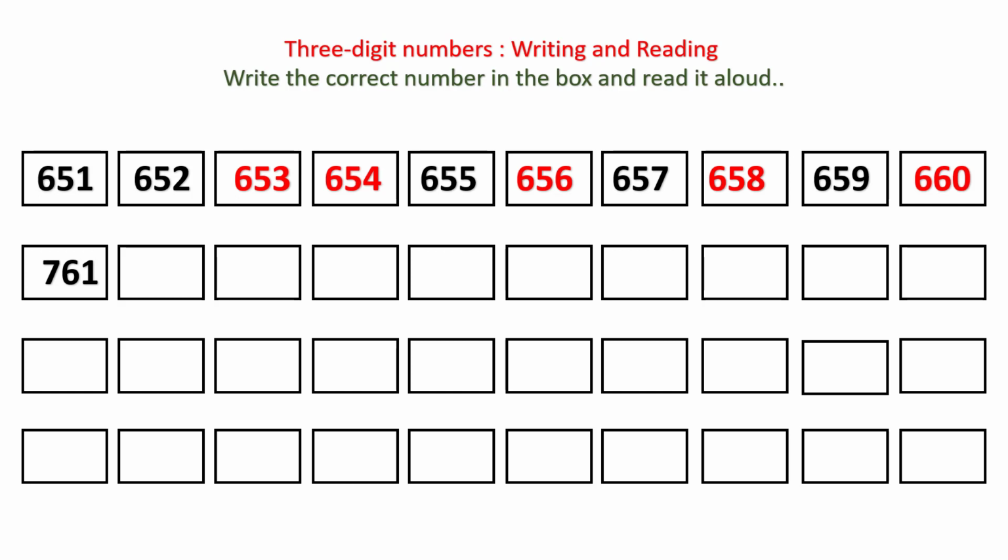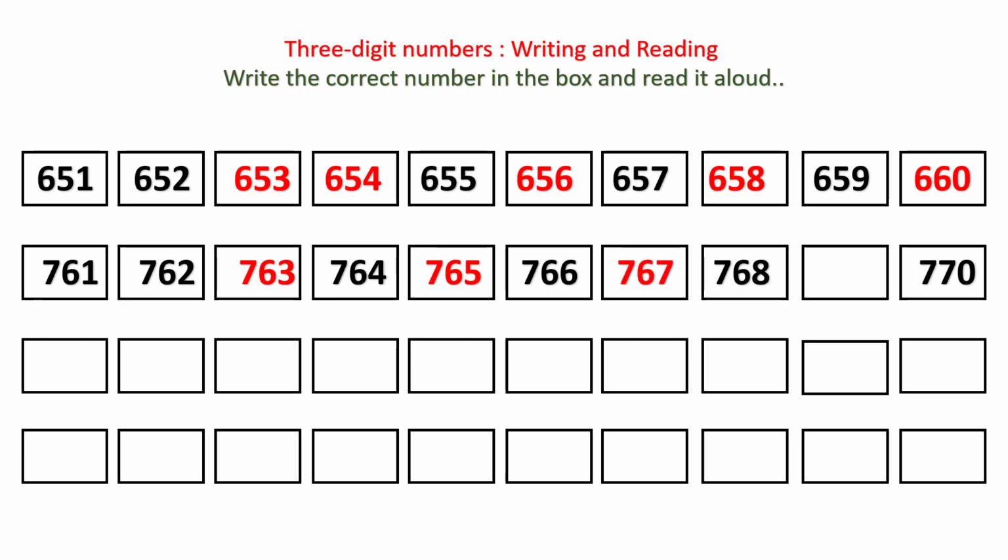761, 762, 764, 766, 768, 770. After 762 comes 763. After 764 comes 765. After 766 comes 767. After 768 comes 769.